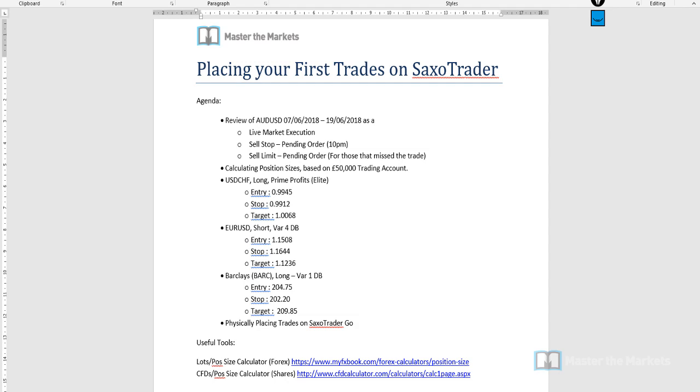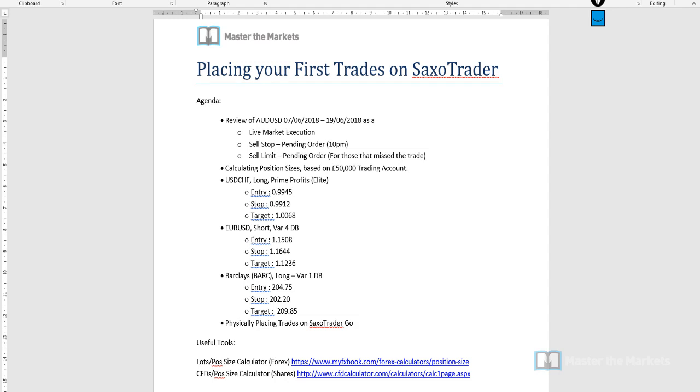So we'll get on to the actual step-by-step very shortly, but I think it's important to review first of all, as the agenda says, the Aussie dollar, and that opened on the 7th of June. Let's look back at the chart on SaxoTrader Go and understand exactly what happened when we placed the trade. So I'm going to show you how we got into the market on the day itself. Then I'm going to show you what would have happened if you had placed the order earlier using a sell stop. And then I'm also going to show you what you would need to do should you miss the trade. Of course, that's not ideal because you don't always get a fill.